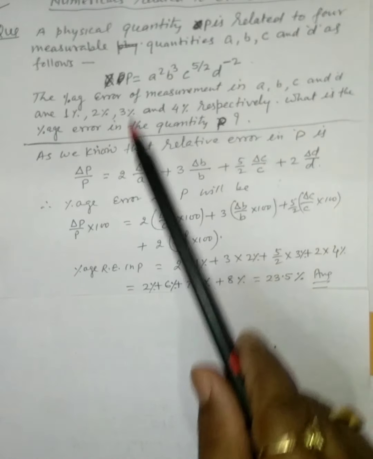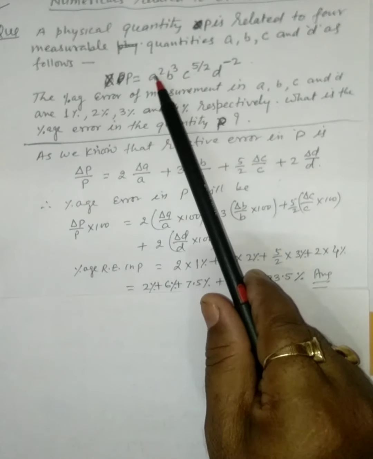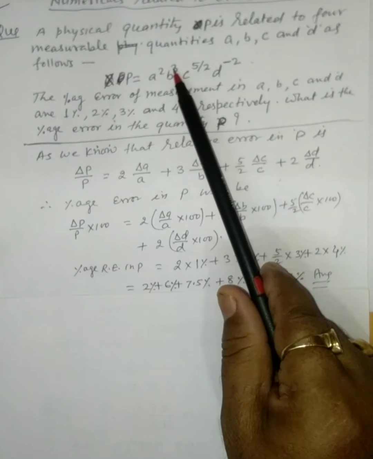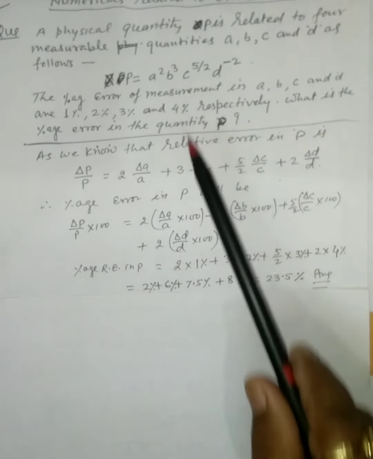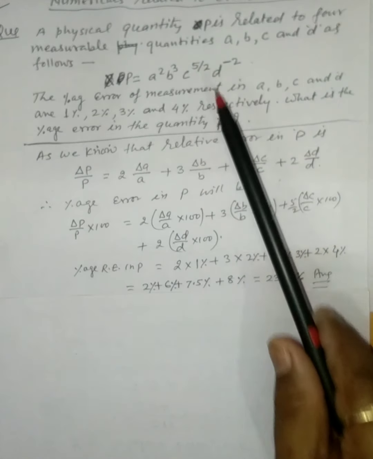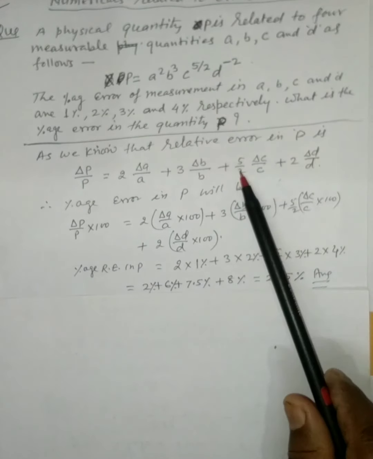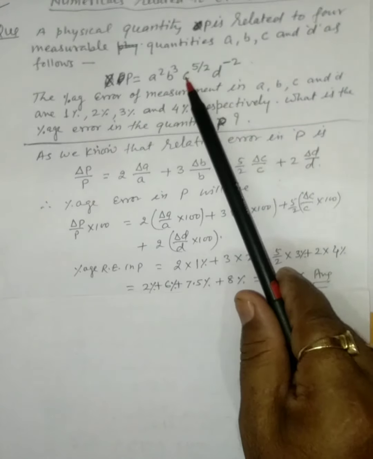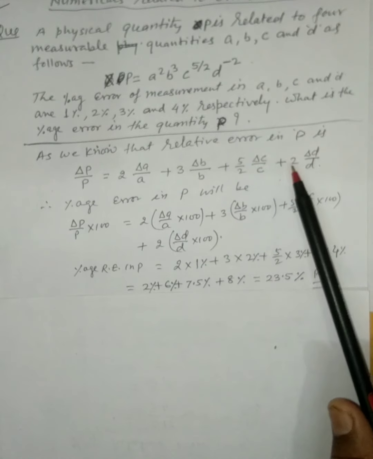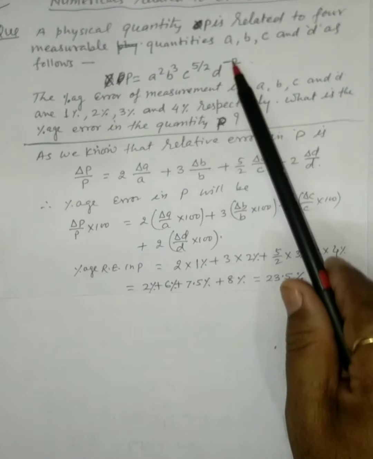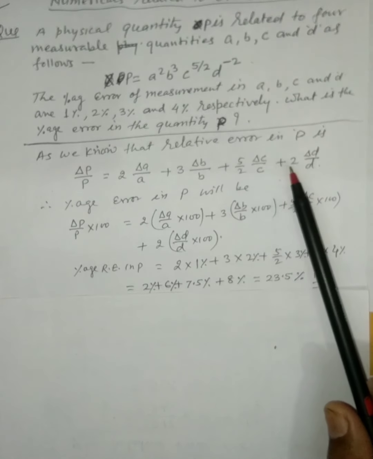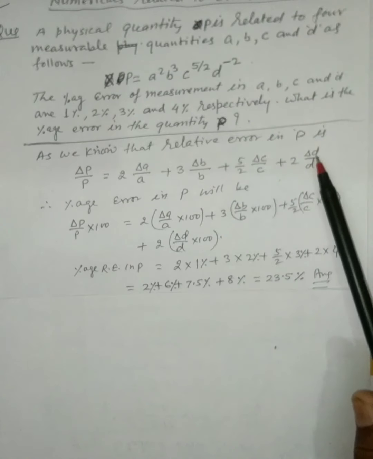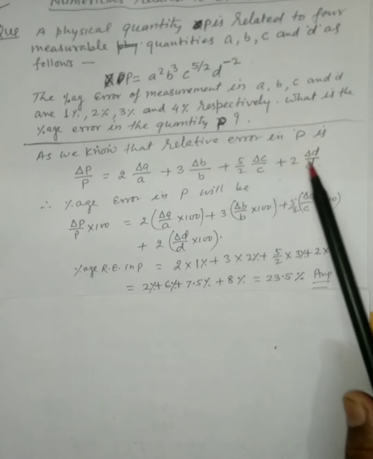So here 2 is multiplied by the relative error in A, again plus, again 3 multiplied by the relative error in B, here 5 by 2 is the power, so it will be multiplied and added, and then this is the relative error in C. Similarly 2, here the minus will not be taken as it is added up, so 2 is the power, 2 into delta D by D, the relative error in D.